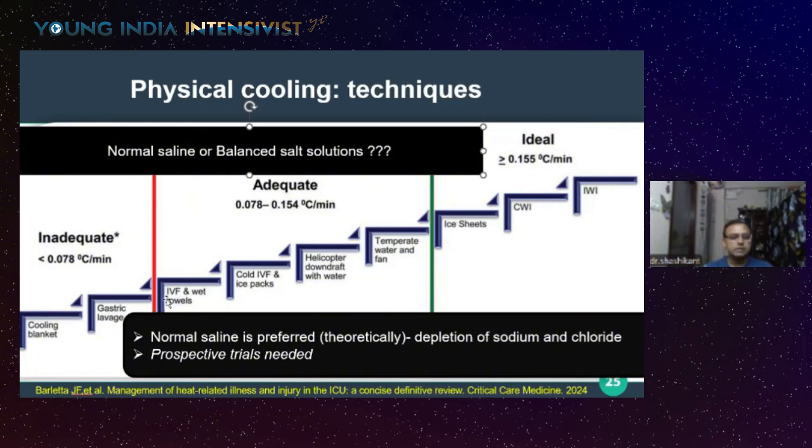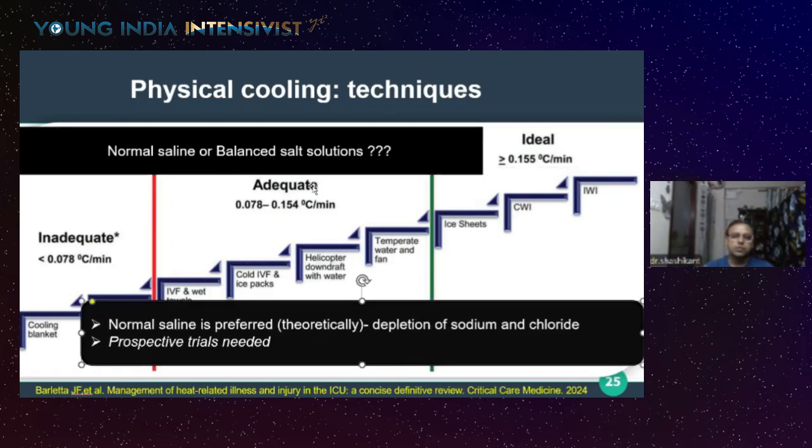So here we can see that the use of cooling blankets or gastric covers is really ineffective. In the adequate measures, we have cold IV fluids, wet towels, ice packs, helicopter downdraft with water and tepid water, and fan. While ice sheets, cold water immersion or ice water immersion are actually ideal.